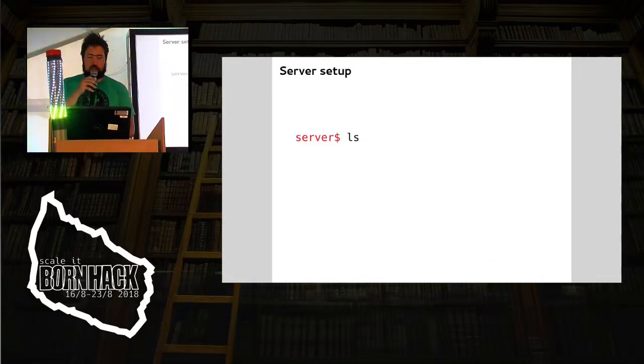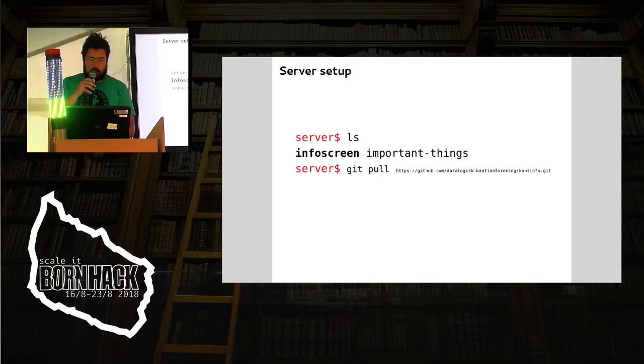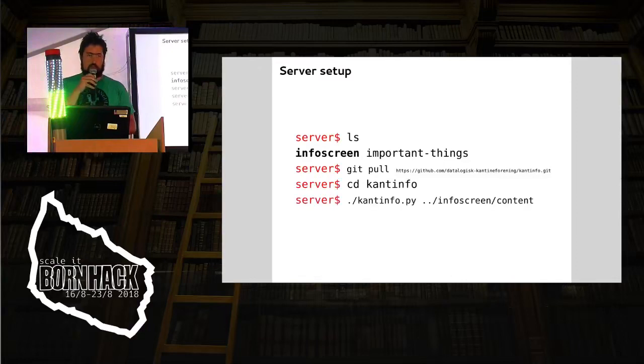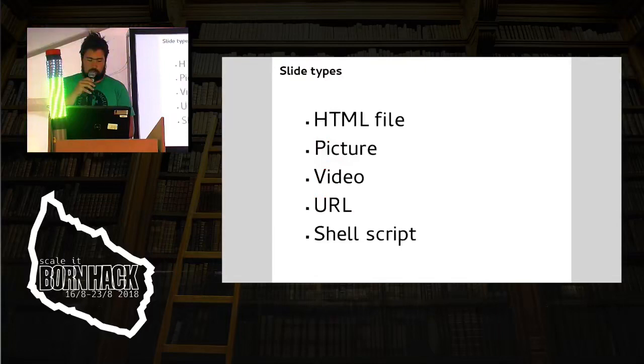So the server setup, all you need to do is you also have the cloned infoscreen repository at the server, and you can just git pull this address, and then this is the runner script. So all you have to do is call consinfo with the path to the directory of your content, of your slides. And then it will just run continuously and also handle new slides and so on.